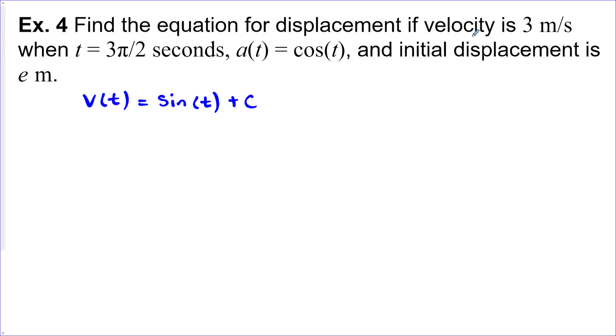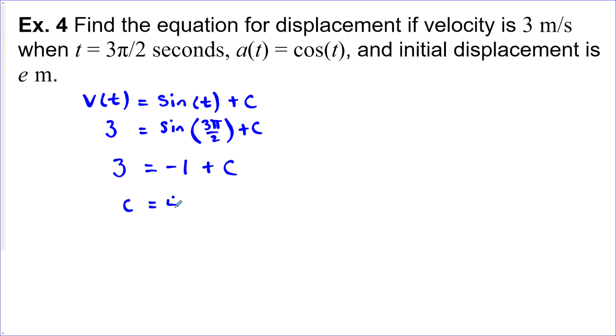Now, we're given some information here so that we can solve for c. And that information is the velocity is 3 when the time is 3 pi over 2. Now we know what sine 3 pi over 2 is. That would be -1 at the bottom of our unit circle there. And now we can see that c is equal to 4. So our velocity equation is sine t plus 4.